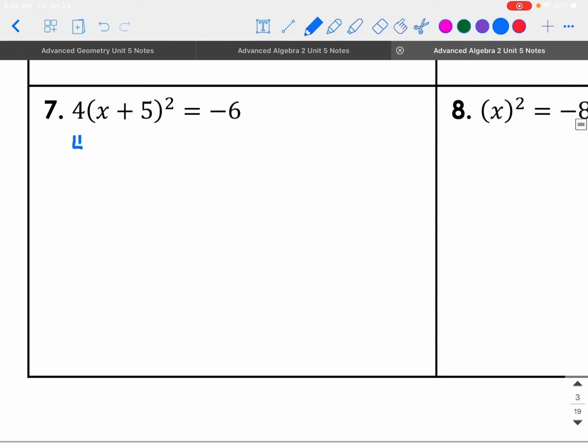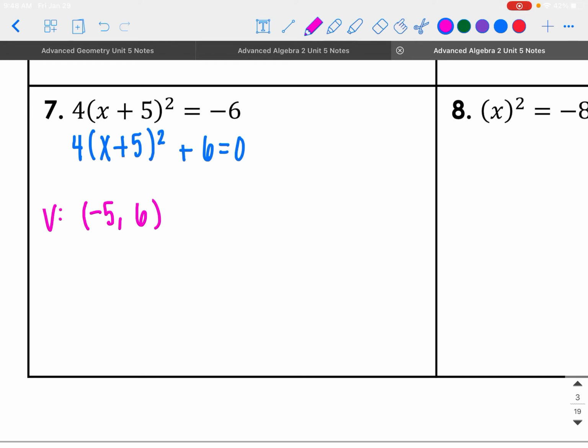Okay, number 7, 4(x plus 5) squared. Got to bring this over, so it's going to become a plus 6 equals 0. Vertex is negative 5, negative 6. Oh, no, not negative 6, positive 6. And the axis of symmetry, x equals negative 5.